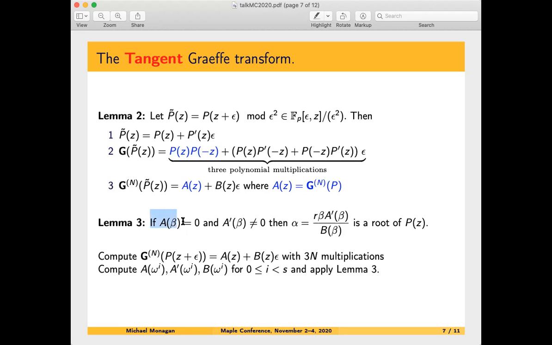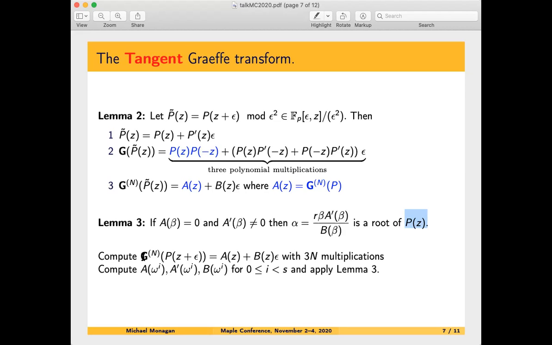Lemma 3 tells us how to use that. If we consider the a of z polynomial and suppose we have a root of it, if it's not a multiple root, then we can get the root that we're looking for using this formula. Alpha is a root of the original polynomial. So this is going to allow me to go and get alpha_i from alpha_i to the r.